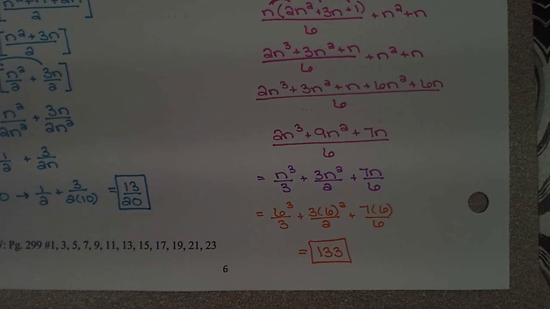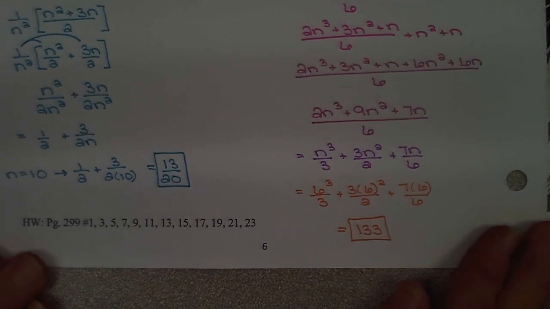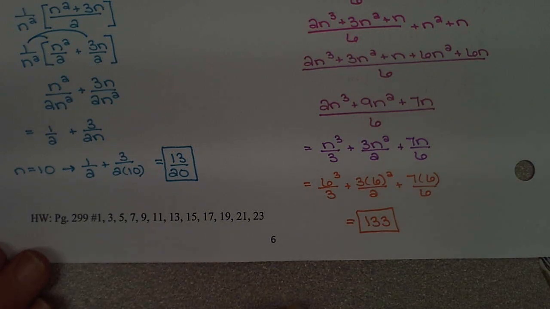All right, so you guys need to go through and practice the problems on this first part of section 5.2. So you can do on page 299, numbers 1 to 23 all odd, or here I've got them all written out for you to practice.